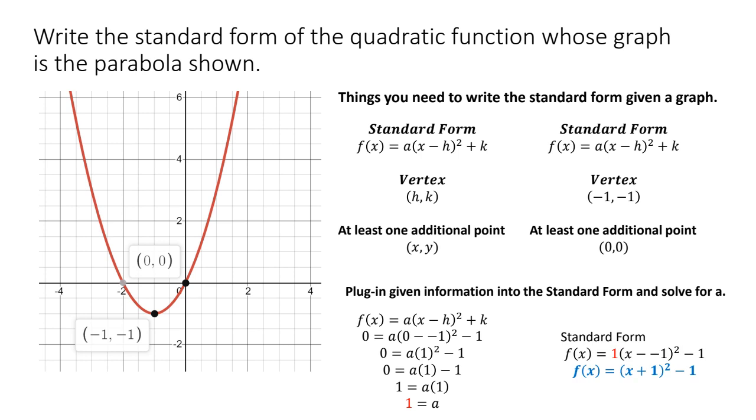So we want to make sure we go back and write the standard form. So f of x is equal to a. a is 1. And then I have x minus h. h is -1. And then we have our k. So negative negative is positive, and you don't need to write the 1 again. Okay. So my standard form would be this equation.